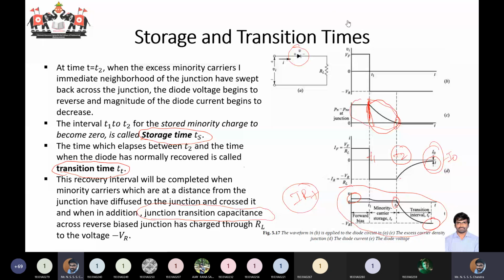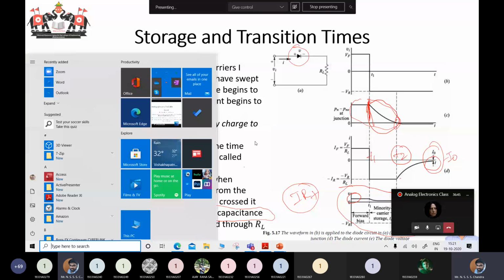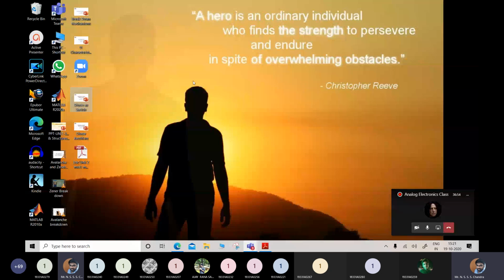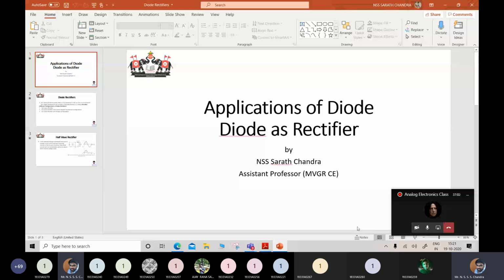Then I'll move on to the next topic. Next topic is diode as a rectifier. It's also an application of diode.